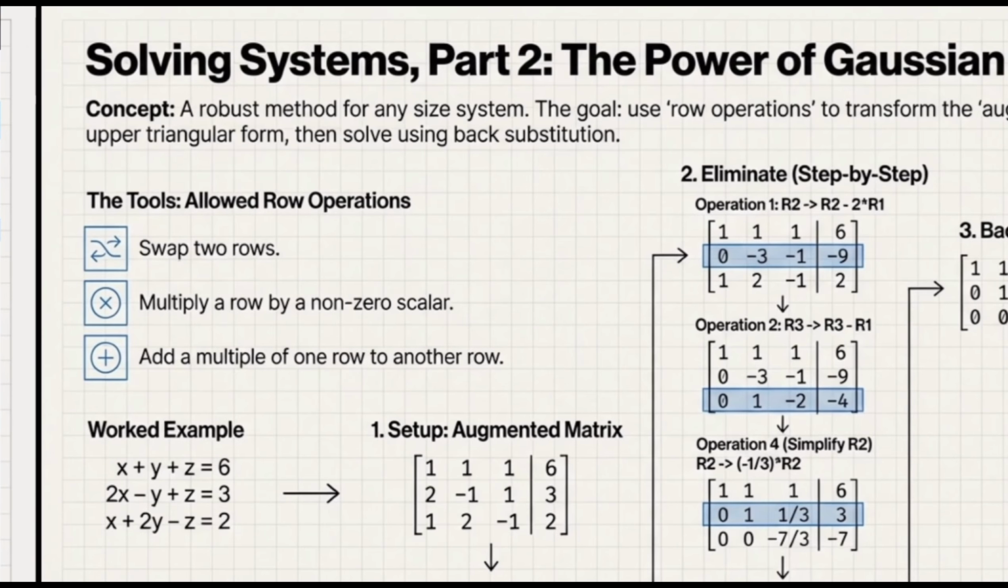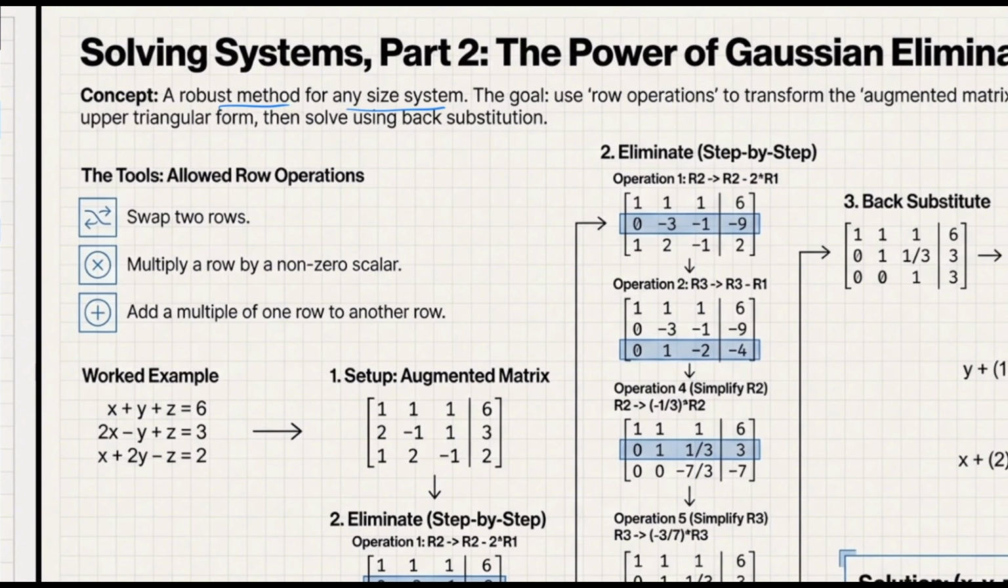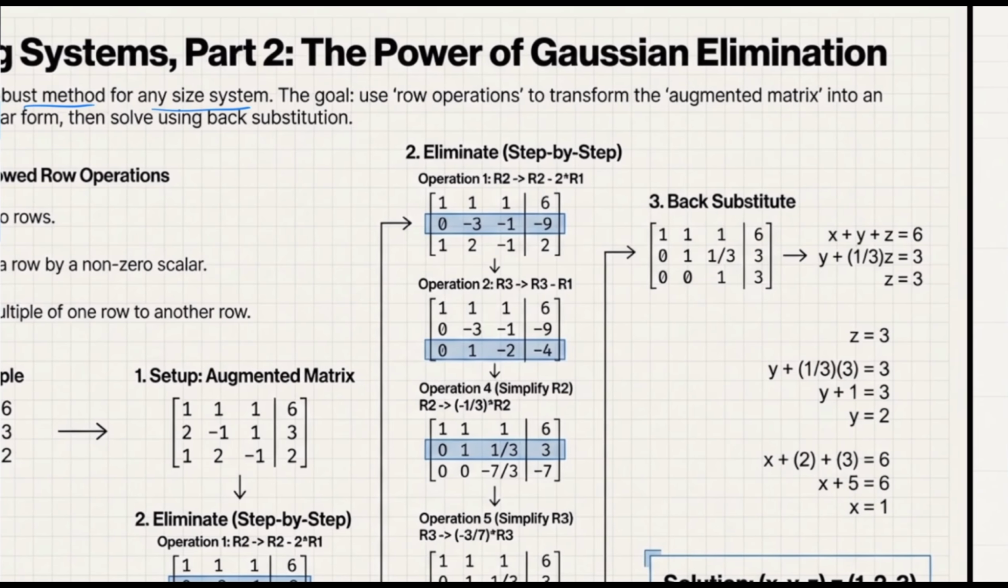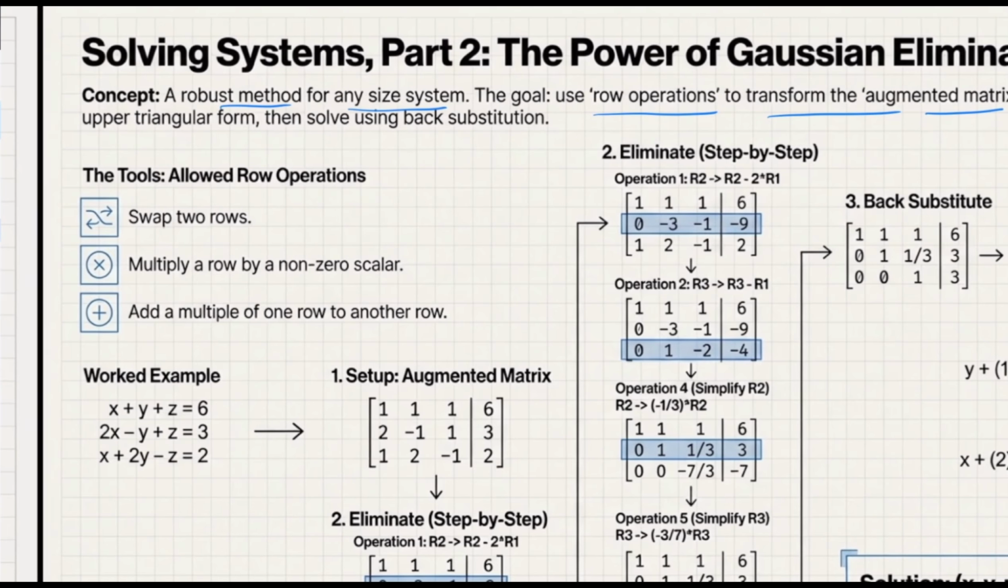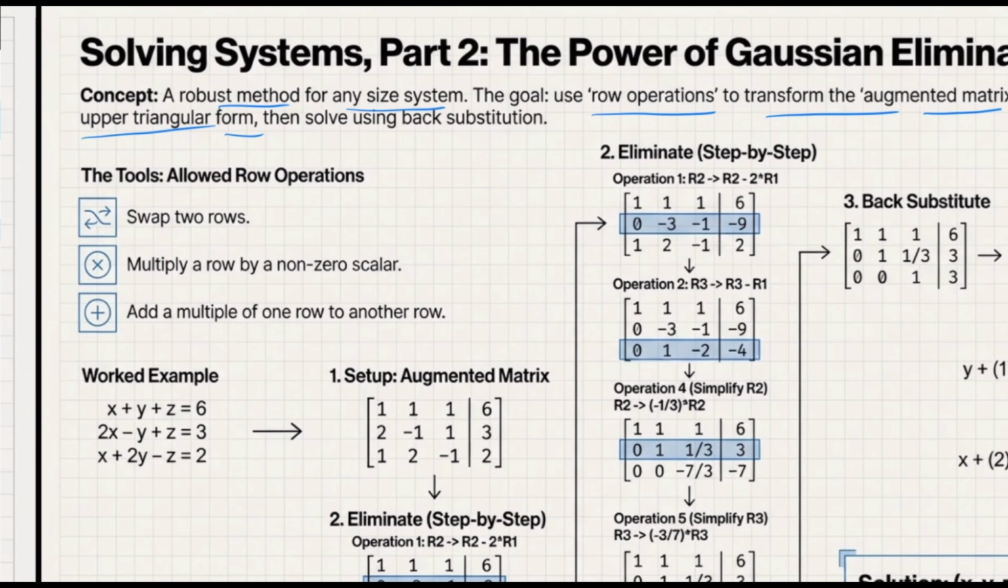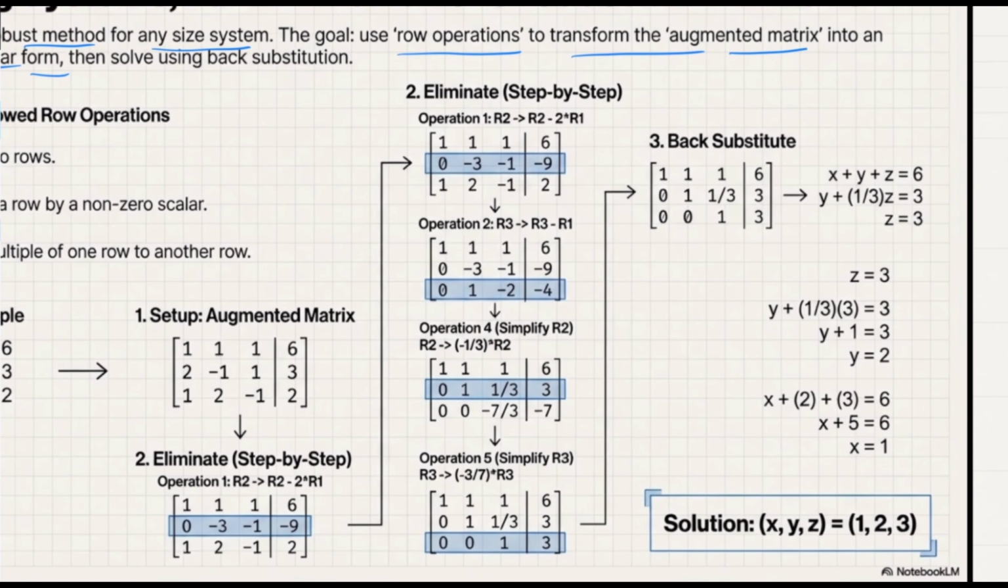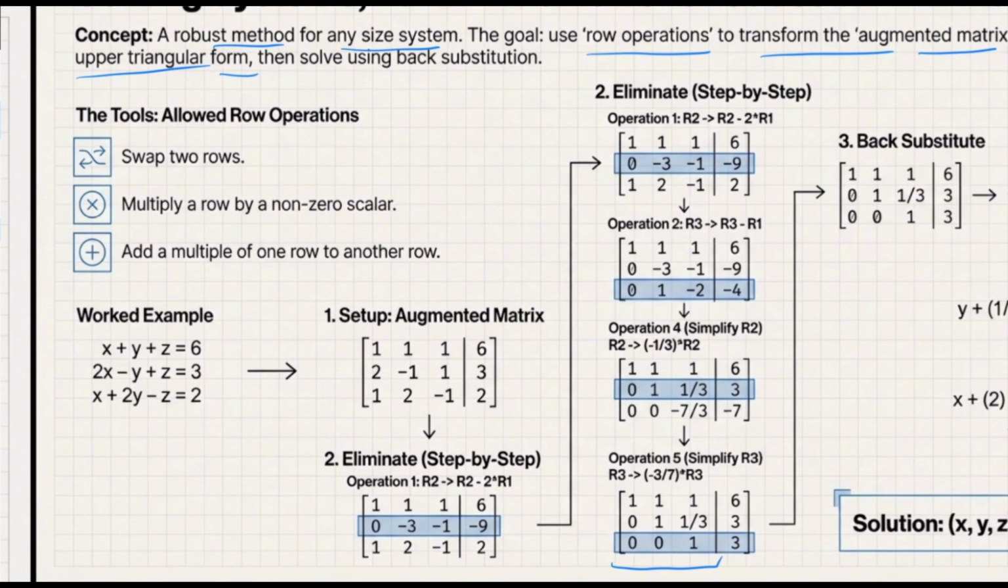So what is the concept? A robust method that we have for any size system. By the way, this works for any size system: 3 equations, 4 unknowns, or any kind of relation. Even 2 equations, 2 unknowns is acceptable. What is the goal? We are going to use row operations to transform the augmented matrix into an upper triangular form. You guys remember the triangular form, right? The upper one means that in the diagonal we could have anything, on the top everything could be something other than 0, but on the bottom everything is 0. This we are going to solve using back substitution.